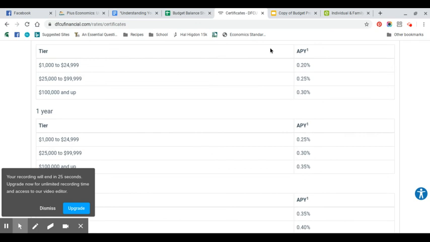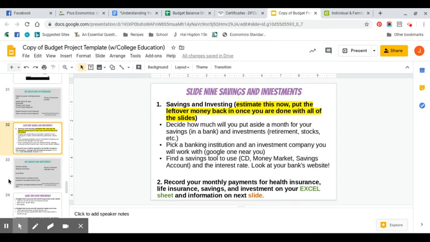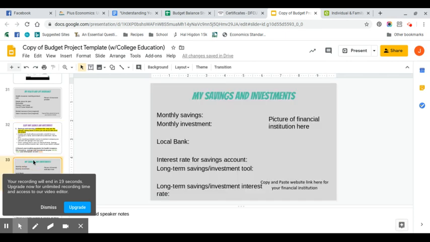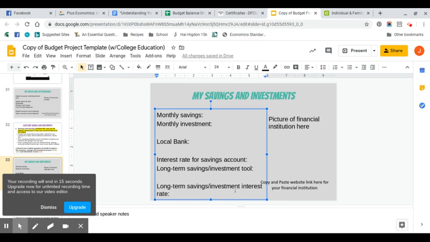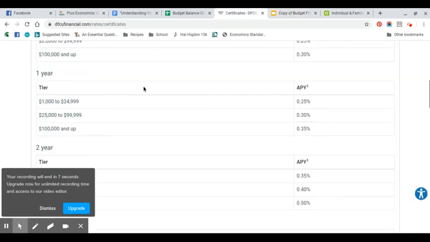For this slide, you are going to choose for this long-term investment tool if you want either a CD or a money market, and then you're going to put what your interest rate is going to be. So let's pretend that we have less than $25,000. Let's say I want to choose a 1-year term. This would be my interest rate, 0.25.